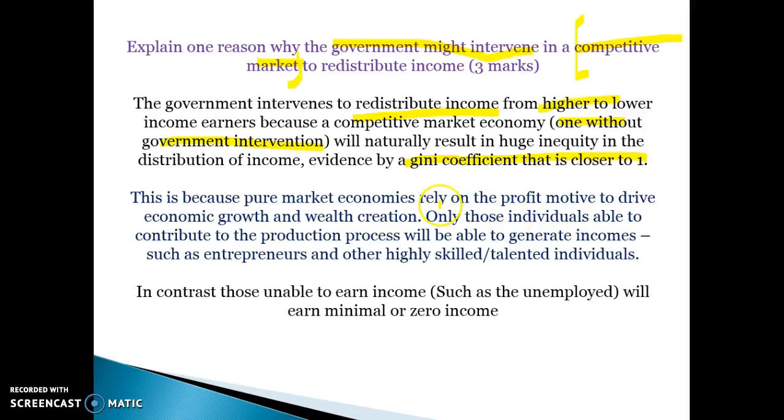And this is because a pure market economy relies on the profit motive to drive economic growth, and only individuals that can contribute to the production process, so those with skills or talented individuals or entrepreneurs, will generate higher wages. In contrast, those that don't have those skills are unable to earn an income. That would include the unemployed, and that would leave them with zero income if the government didn't intervene. So the government has to intervene in the competitive market because of the wide disparity that would exist in a competitive market because of the profit motive and people only getting paid based on their skills and contribution to production.